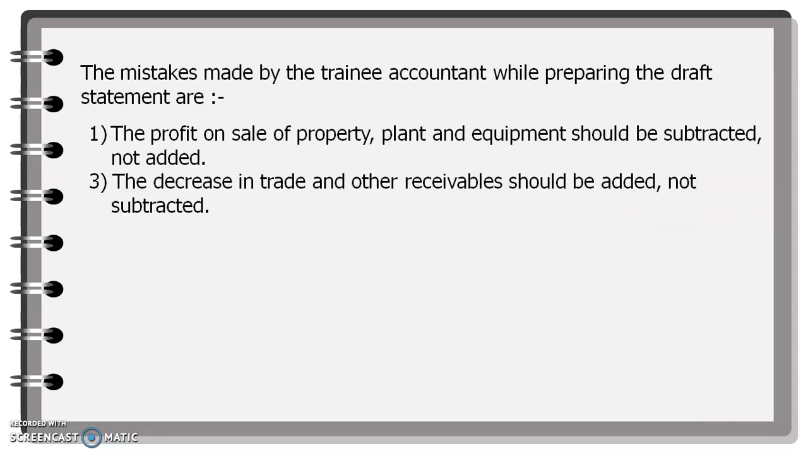Let's record where the mistakes were committed. The mistakes made by the trainee accountant while preparing the draft statement are: profit on sale of property, plant and equipment should be subtracted. She added it. It should not be added, it should be subtracted, because that goes under investment activity. For that reason, we are removing it from operating activity. Then the decrease in trade and other receivables should be added, not subtracted, because that is akin to cash inflow, right?